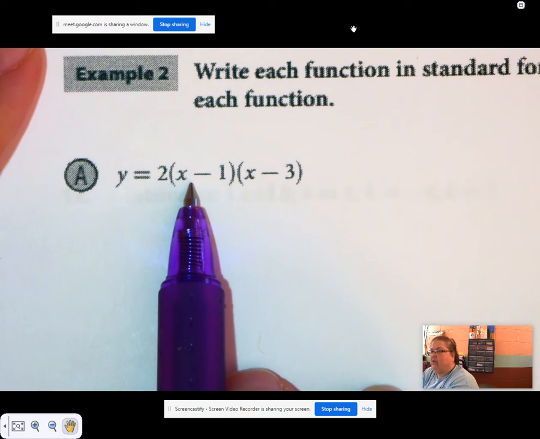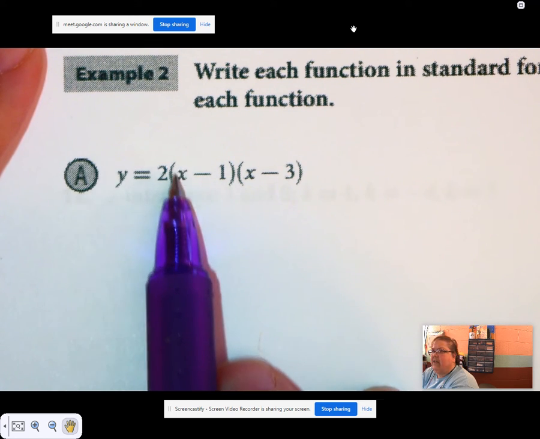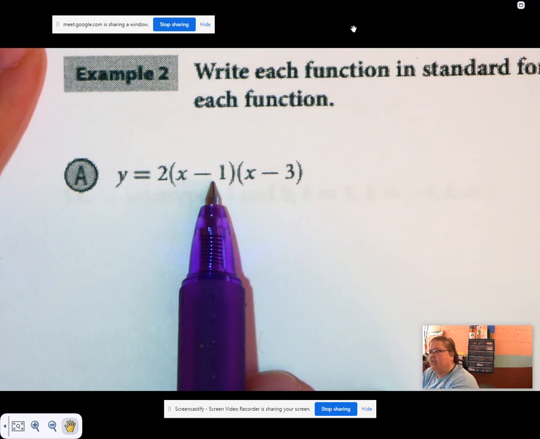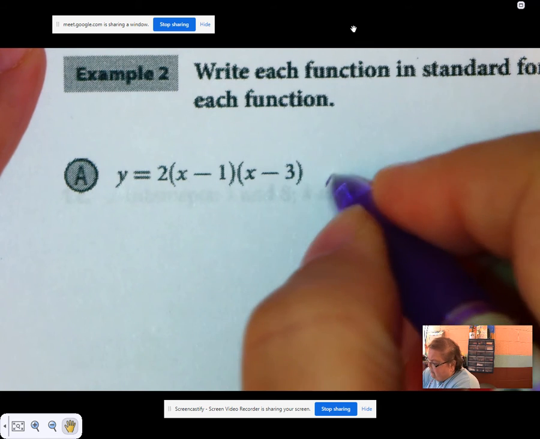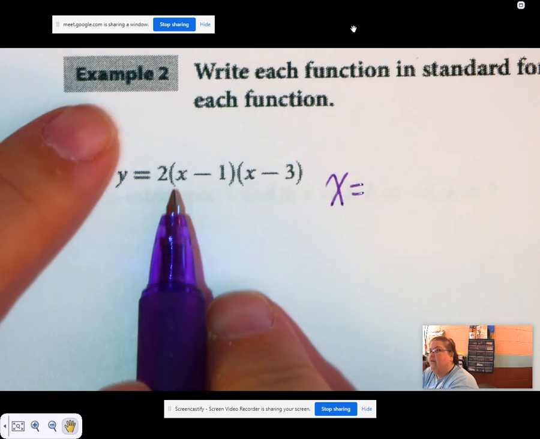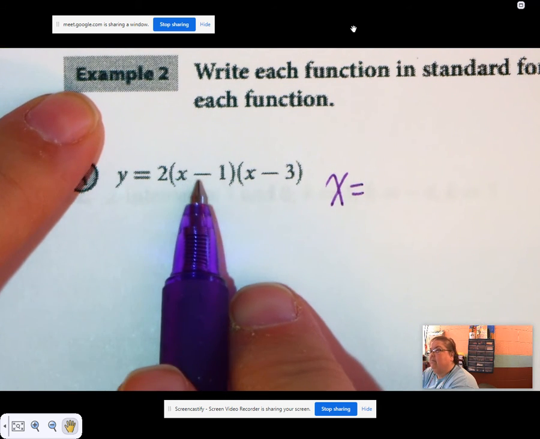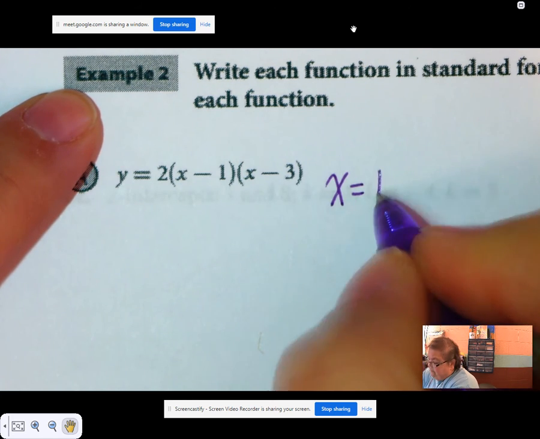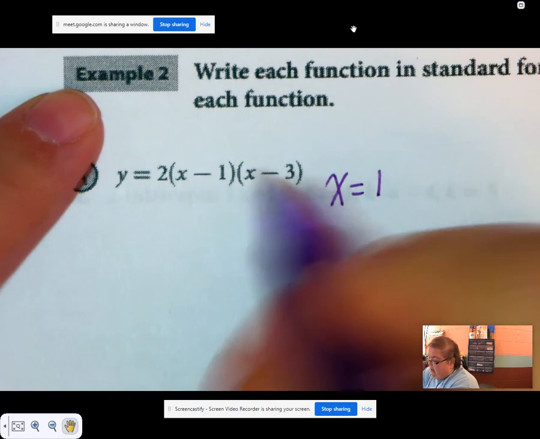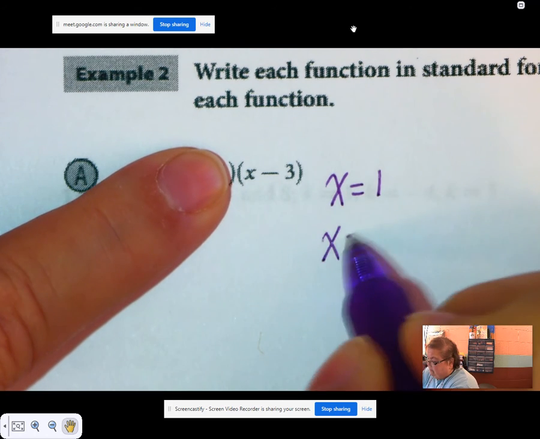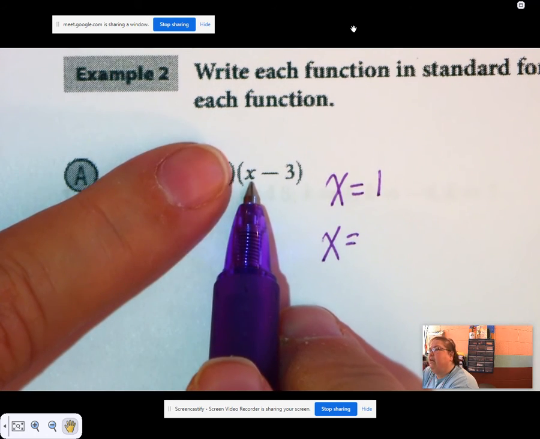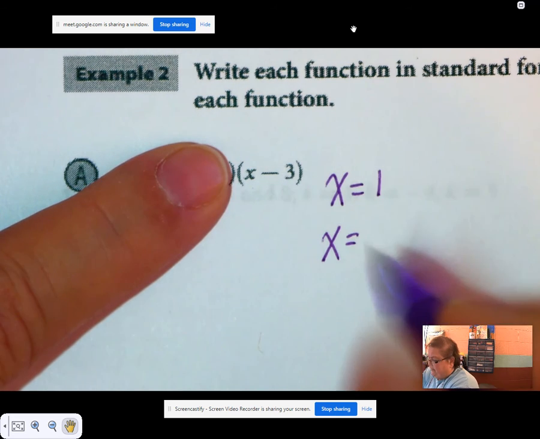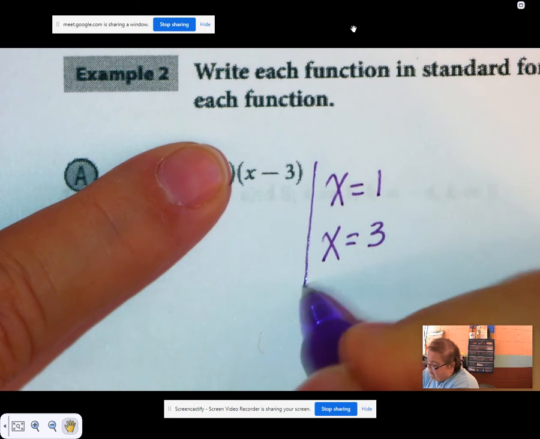So as I look, what would this x value need to be so that this parentheses equals 0? What minus 1 equals 0? 1. Here's my other one. What would this x value need to be in order for this parentheses to equal 0? 3. There it is.